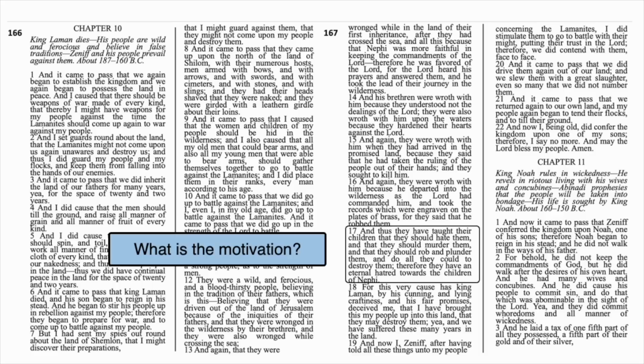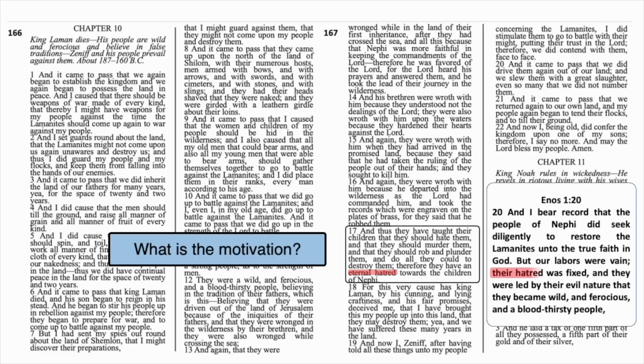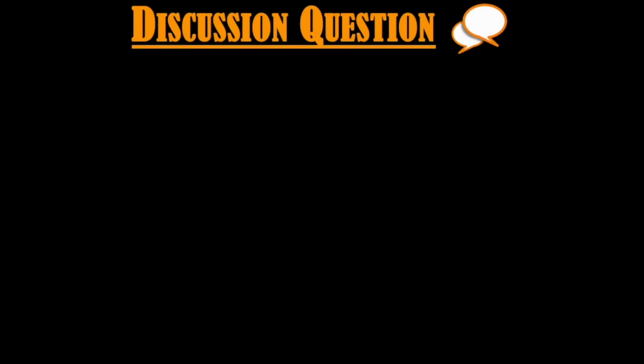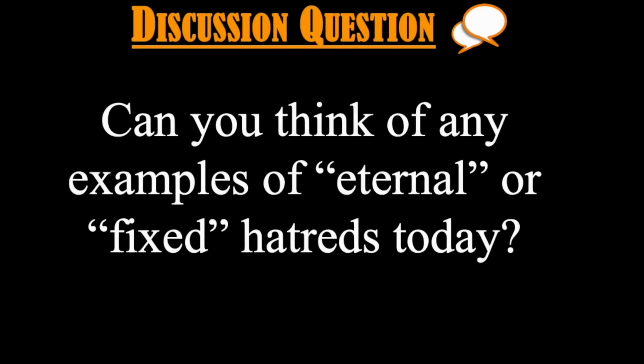Well, it's hate, or at its most extreme manifestation, eternal hatred. That verse tells us that the Lamanites had an eternal hatred for the Nephites. And that means long-lasting, abiding, or persistent hatred. Enos gave us another great descriptive word for it. He called it a fixed hatred. To liken the Scriptures, is that problem relevant to our day? I believe it is. And can you think of any modern-day examples of eternal or fixed hatreds between people?